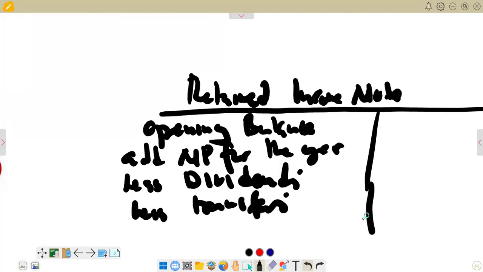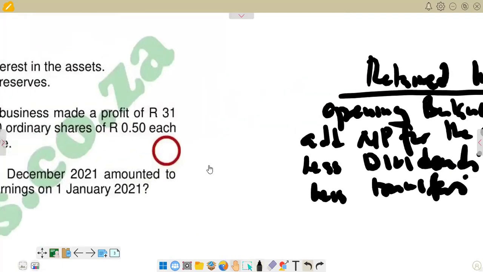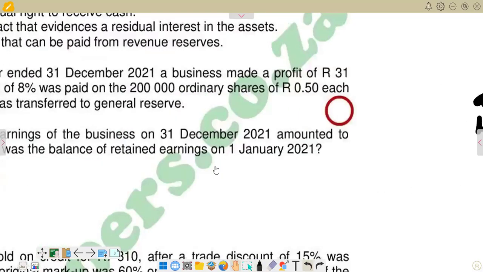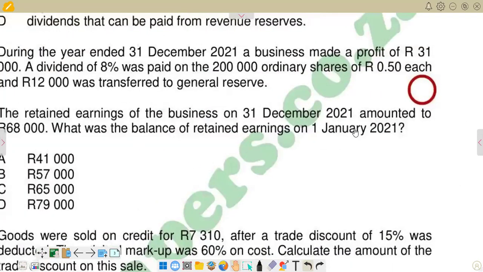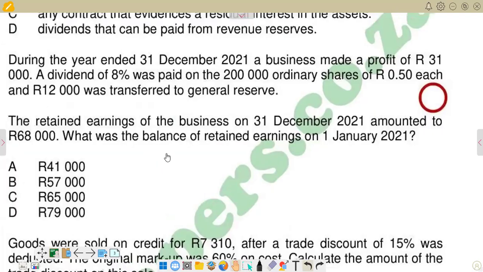So this is what we have. Then according to the question, now we check those figures. We are seeing that we have got the opening balance. We are given, that's the figure that we want to look at. What is the balance of trade on 1 January 2021? So this is the figure that we want to look at.